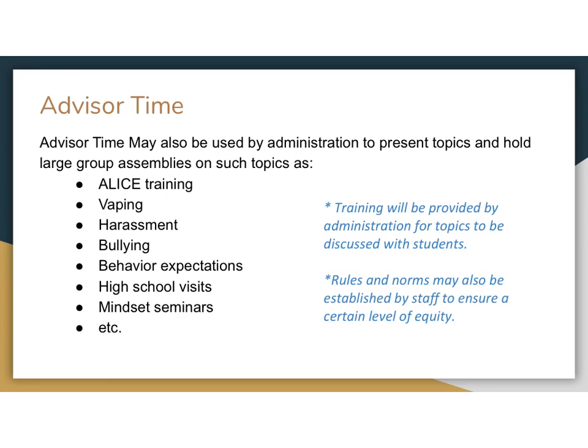Some things to be considered and decided as a staff are rules and norms for advisor time. For example, are we allowed to have food or not? Are we allowed to take kids outside or not? We want to find a balance to ensure a certain level of equity among groups while still allowing staff to bond with their students as best as they can.